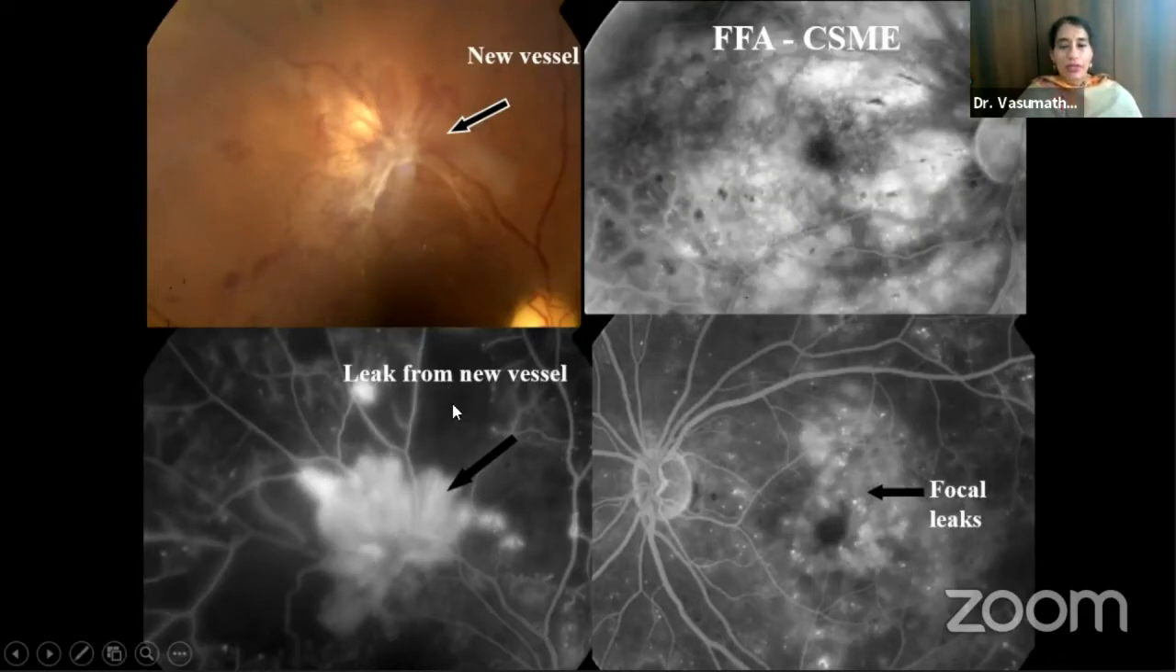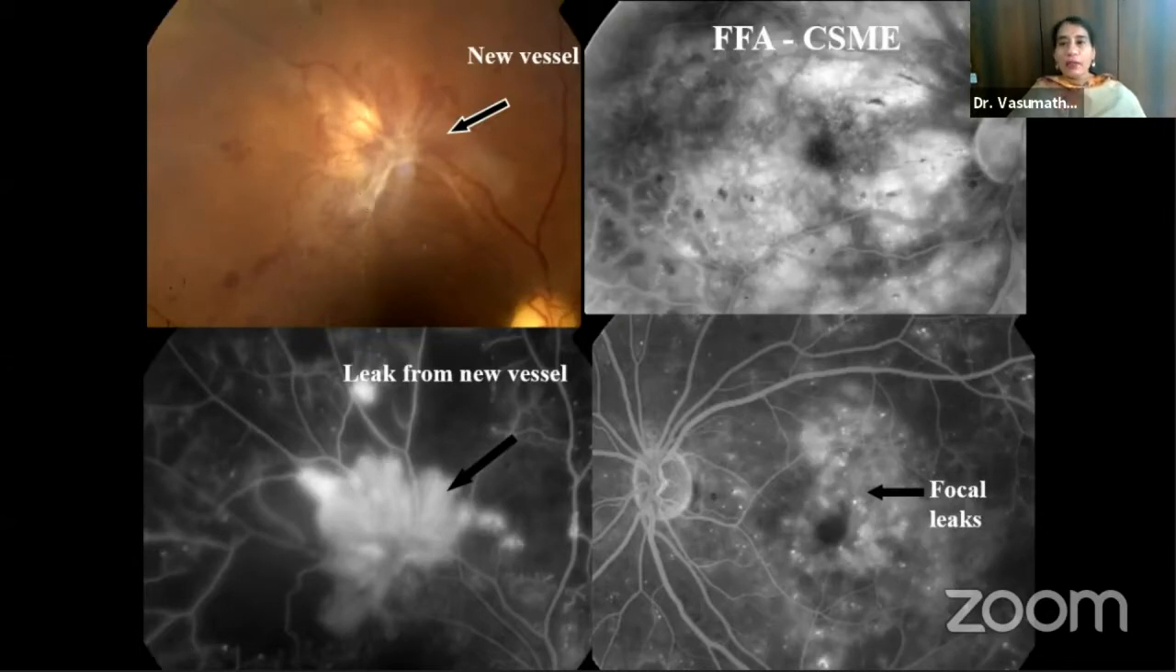At the same time, you can see these black areas in between the big vessels. That is, the entire capillaries have been obliterated. So these are the capillary non-perfusion areas you can see even here, which has resulted in an outpouring of VEGF, which has led to the formation of these new blood vessels. So fluorescein angiography gives you a much better understanding of the extent of ischemia in such conditions, even where the new vessel is already obvious in proliferative diabetic retinopathy.